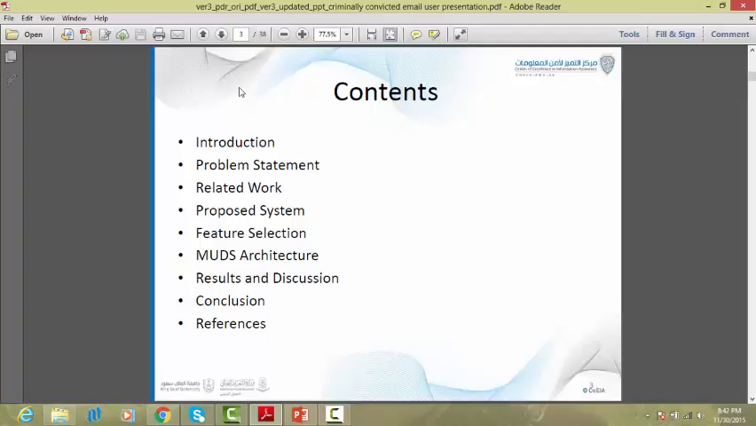So these are the contents which we will cover during this presentation: introduction, problem statement, related work. After that we will take our proposed system, which has 15 feature selections. We will also describe those 15 features. After that we will take the MUD architecture. Then we will compare the results, and the discussion will be there. Then the conclusion and the references will be taken.